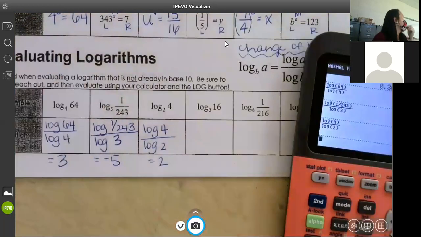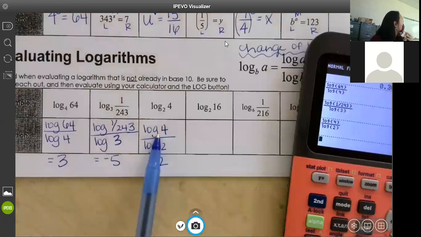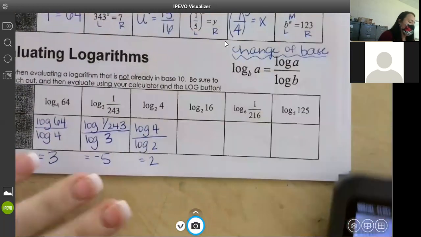Is there an easier way to do this? Yes, there is, but this is just tying back into what you guys did yesterday. So what did we do? We made this base 10. There's no base on this log. That means it's base 10. That's what your calculator does. Okay, so that we could evaluate it straight into our calculator.